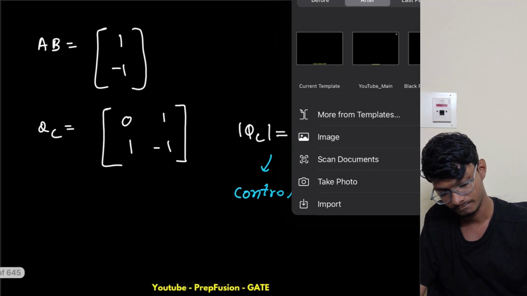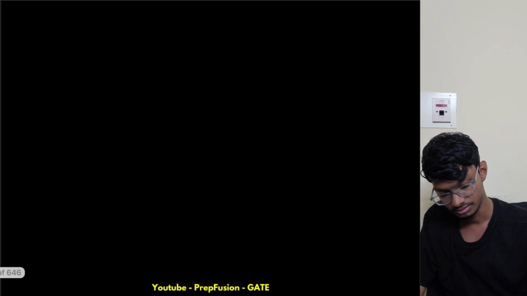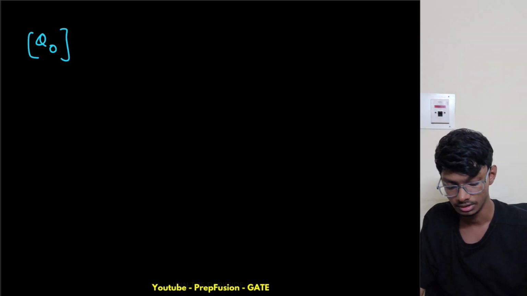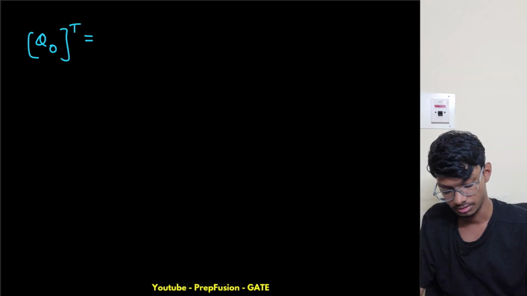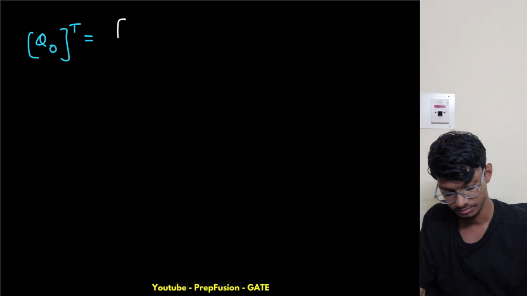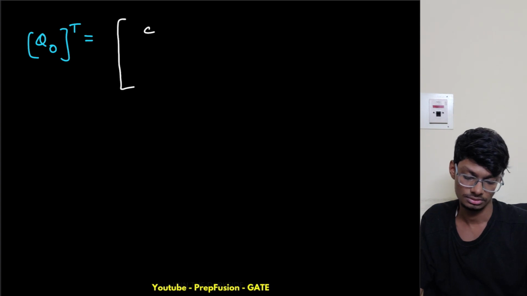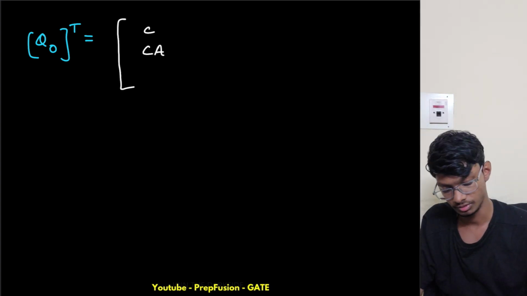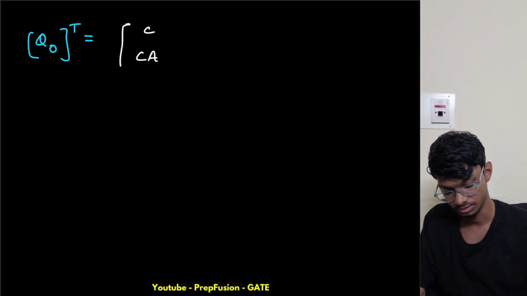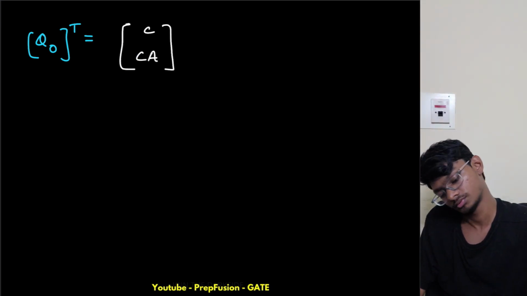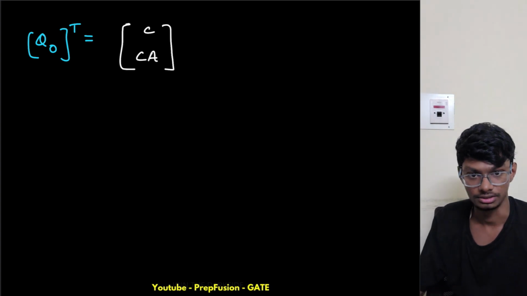So for observability, I will find the QB transpose, not QB, sorry, QO transpose. What is it? It is simply C, then CA. It will be only 2 rows because the order is 2, so we have to do it only twice. So this is C by CA.